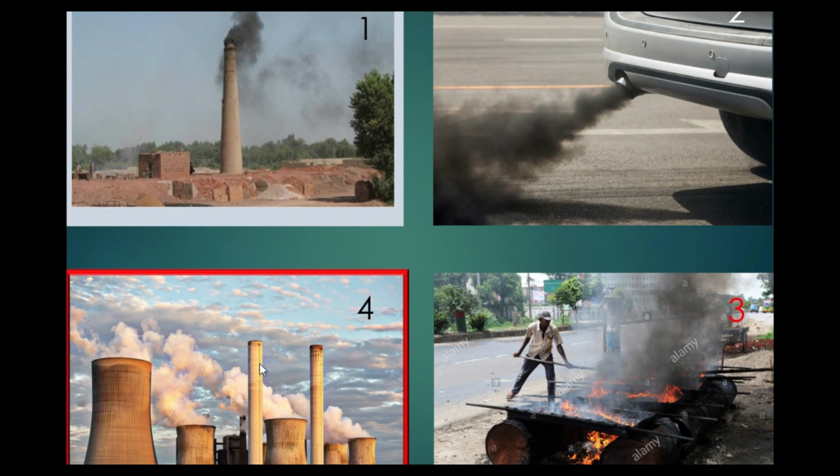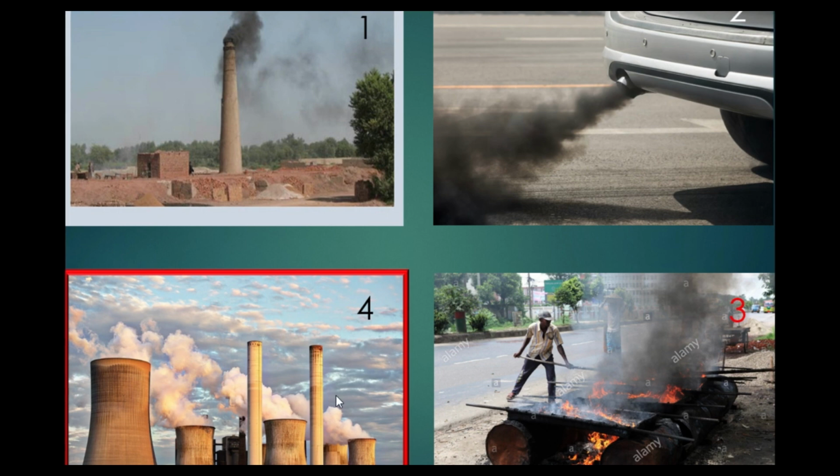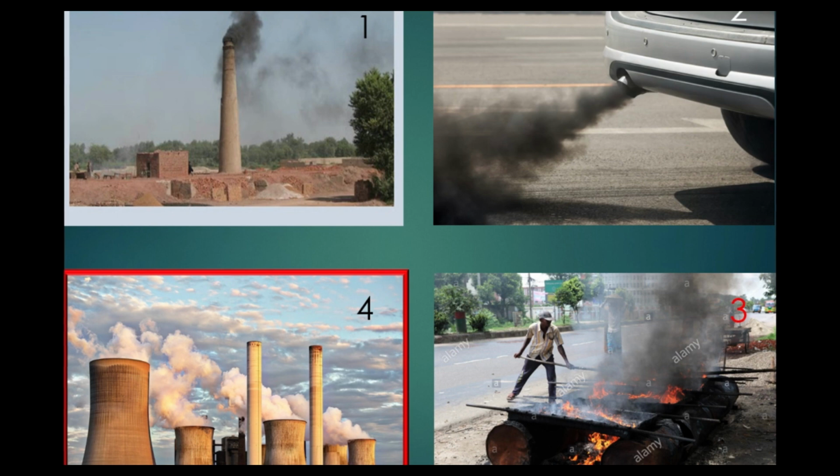Picture number 4. What do we see here? We see some silos of an industrial area, and huge smoke is emerging and covering the blue sky, and we see two long thin silos, and the tops of some trees.